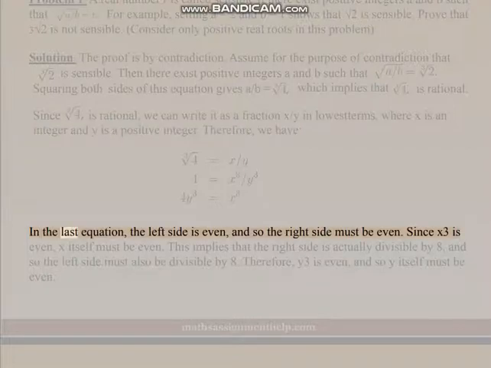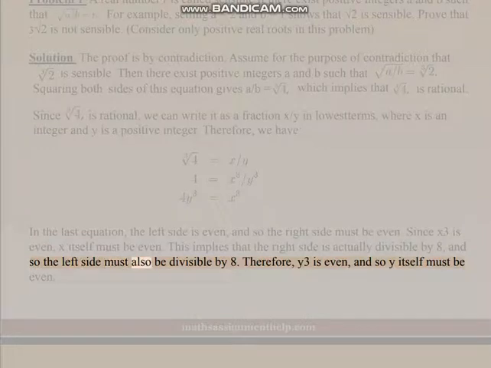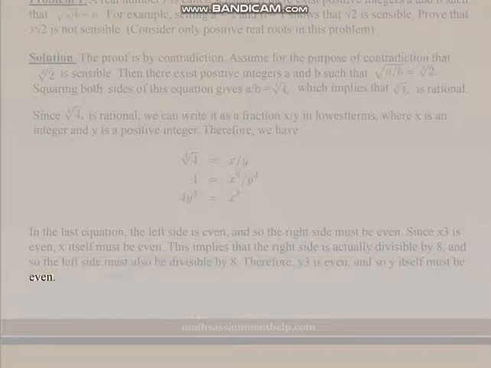In the last equation, the left side is even, and so the right side must be even. Since x^3 is even, x itself must be even. This implies that the right side is actually divisible by 8, and so the left side must also be divisible by 8. Therefore, y^3 is even, and so y itself must be even.